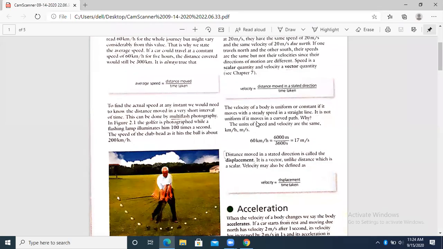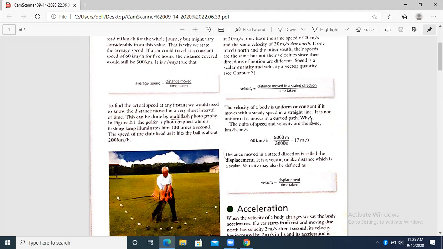It is not uniform if it moves on a curved path. Curved path means what? What will happen in a curved path? Speed might change, and also the direction. Very good. Speed, maybe we can go fast, and if we are not afraid for our body or our car, we don't have any problem with accidents, we can go at the same speed. But direction definitely changes. So in a curved path, there is no uniform velocity, because on a curved path the direction will change.